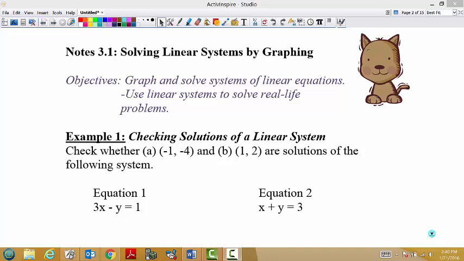Okay, this is 3-1, and we are actually going to be solving systems in 3 different ways. This is basically an entire chapter in Algebra 1 that we're going to do in one lesson. So, hang on, here we go.